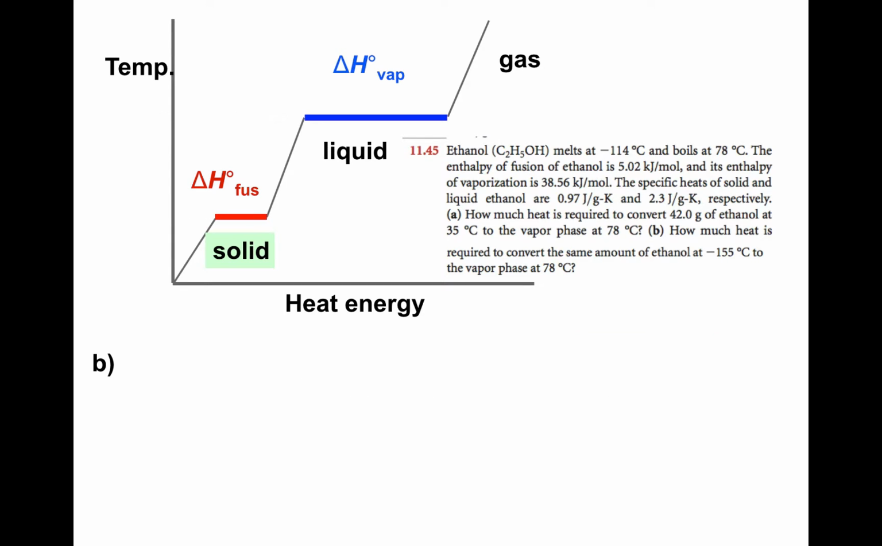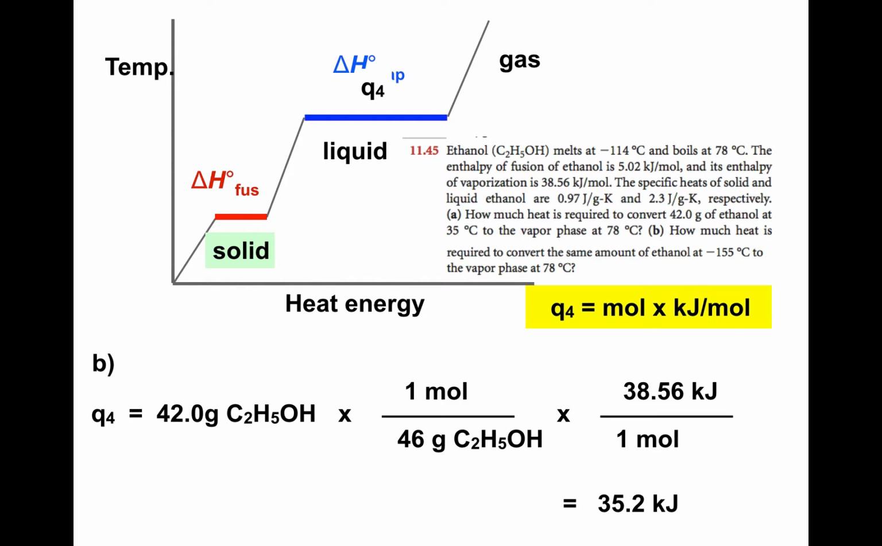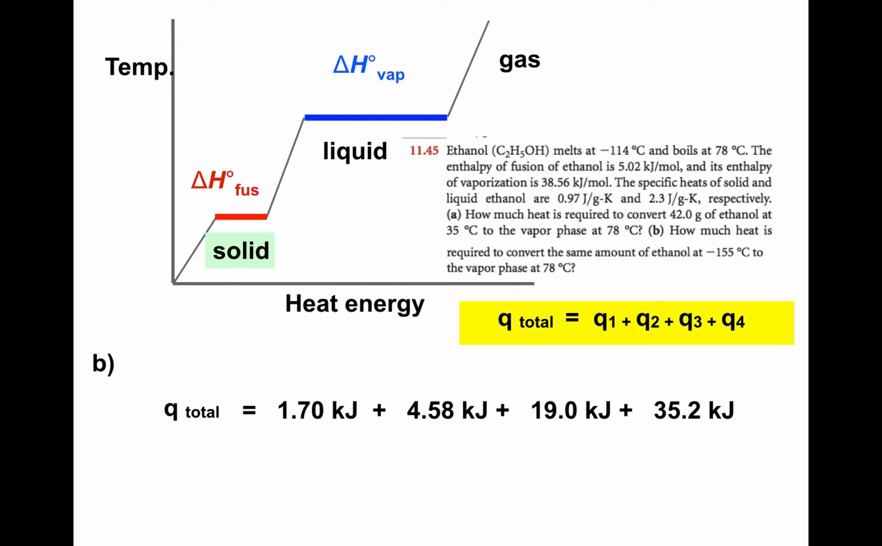Put it in kilojoules. And then I want to vaporize it. And this is it, right? I need to know how many moles of ethanol I have and multiply it by the heat of vaporization to get it into kilojoules. So Q1, Q2, Q3, Q4. Add them all together to get the total heat. And this is how I do it. All right, put a little star on this one. Definitely something you have to be able to do.